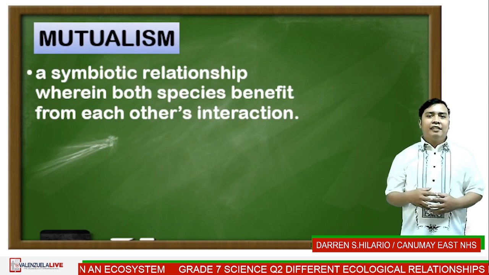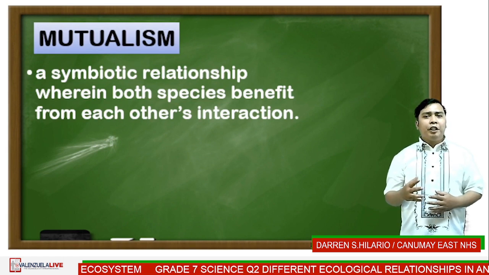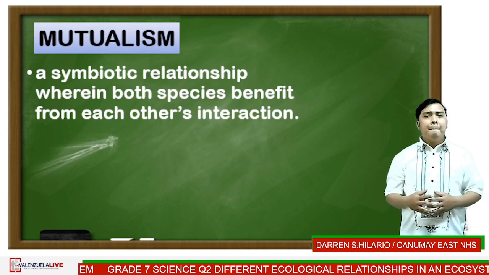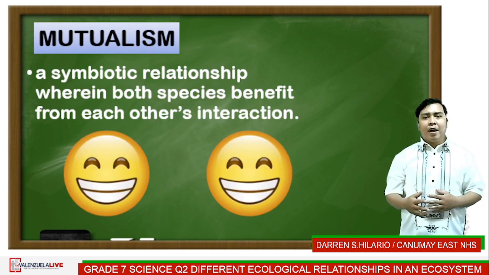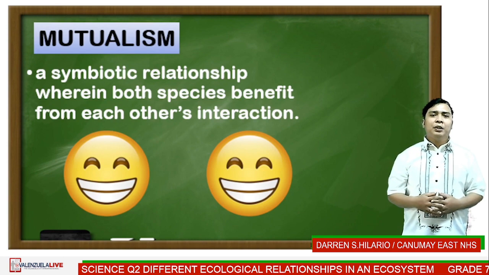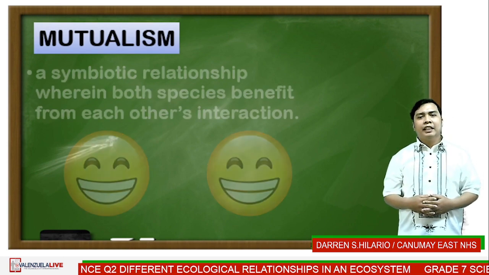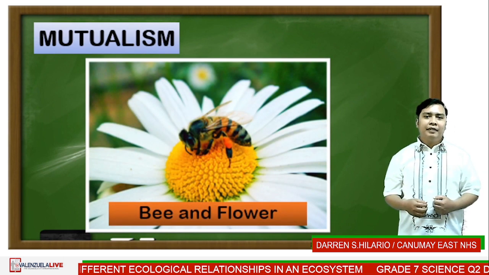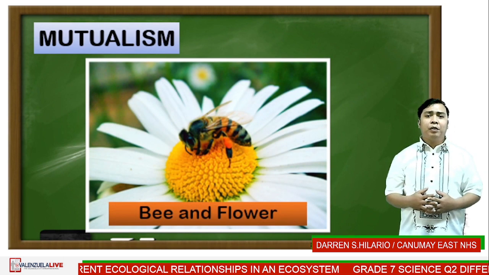Mutualism is a symbiotic relationship wherein both species benefit from each other's interaction, meaning they both gain a positive effect on each other. Let's take a look at this example. We have a bee and a flower in this picture. Can you tell how they benefit from each other?